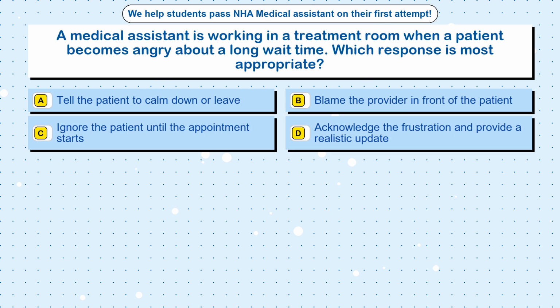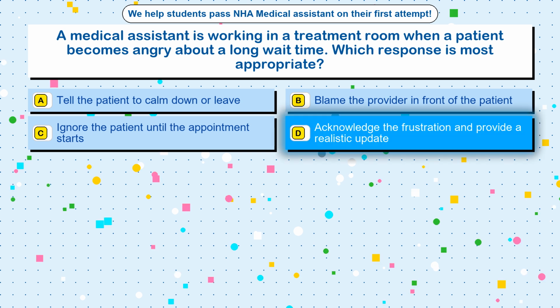Question 88. A medical assistant is working in a treatment room when a patient becomes angry about a long wait time. Which response is most appropriate? Option A, tell the patient to calm down or leave. Option B, blame the provider in front of the patient. Option C, ignore the patient until the appointment starts. Option D, acknowledge the frustration and provide a realistic update.